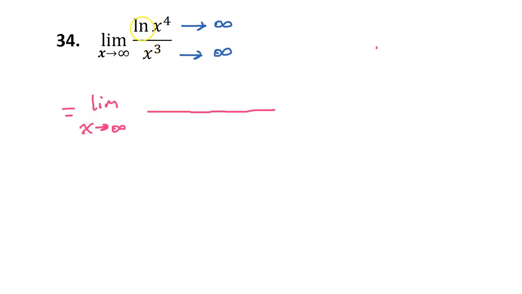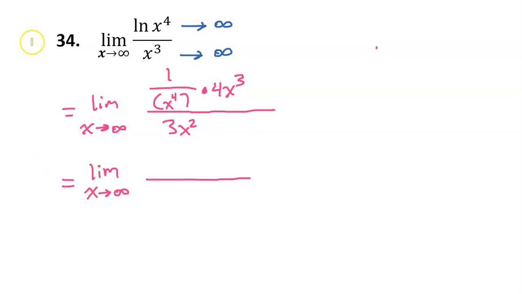The derivative of natural log x is 1 over x. However, we don't have a simple x right here. We have x to the fourth power. So we have to do the chain rule and multiply by the derivative of the inner function, which would be 4x to the third power. The derivative of x to the third power is 3x squared. Let's simplify right here a little bit.